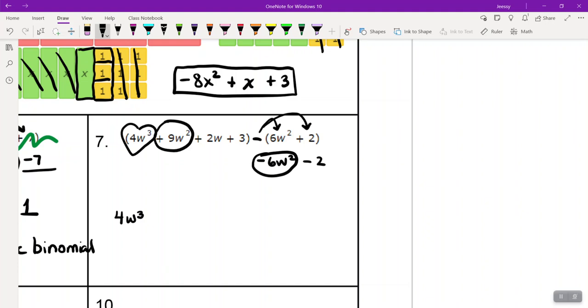You're very quick with your integers. Okay, save some for the others, okay?